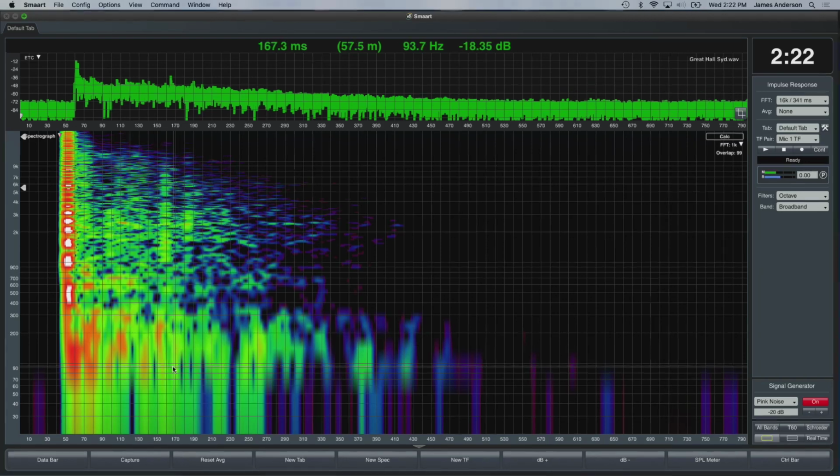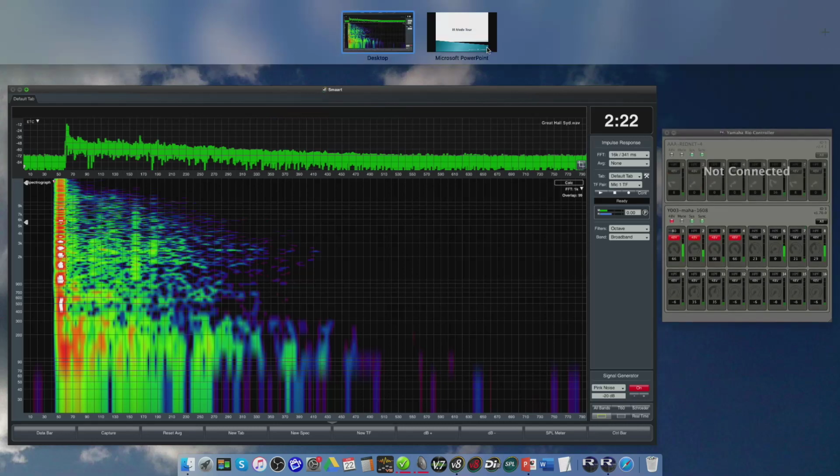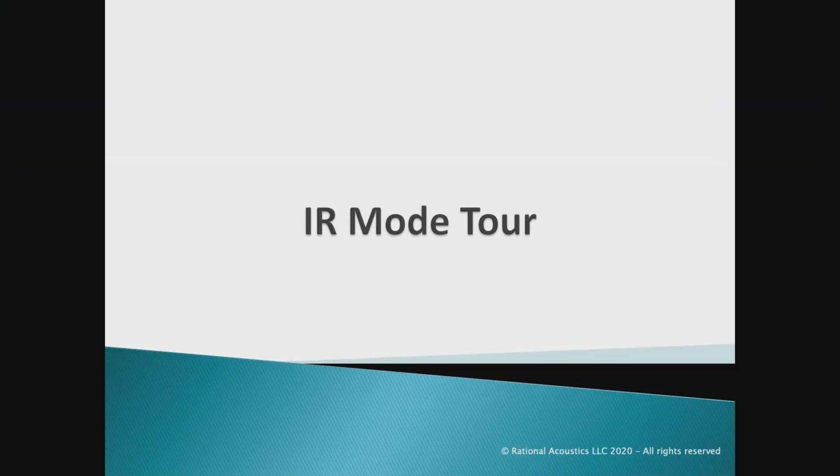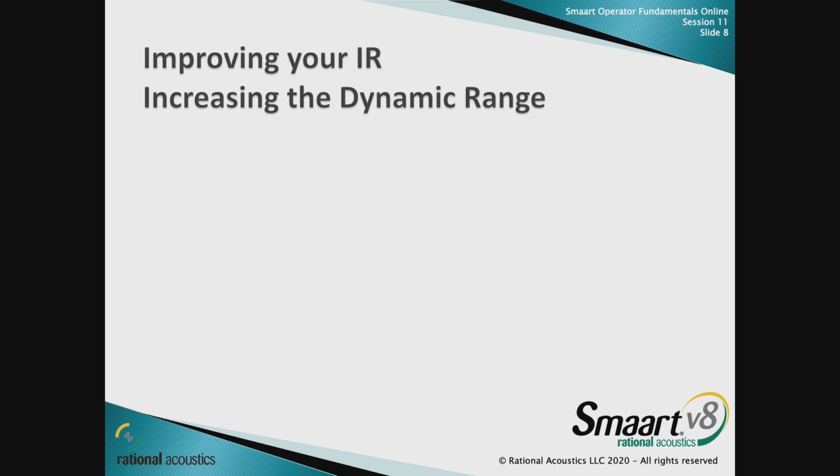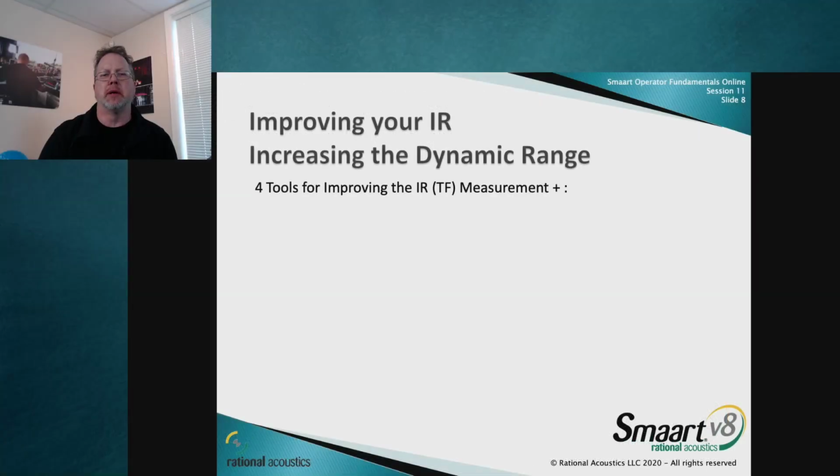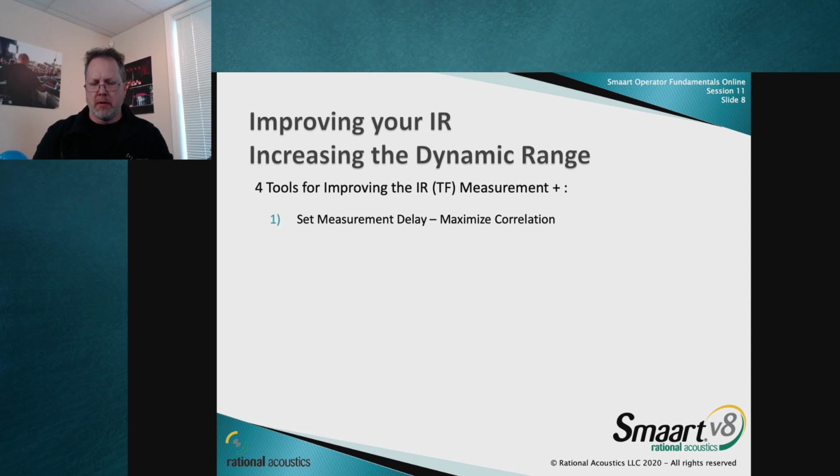But what I'm going to do here is jump back over, and I want to talk to you about making the impulse response and what really gives us a good impulse response. I'm going to give you 4 basic tools for improving our transfer function measurement, our IR measurement right here. The first, and it's the first step when we're taking a transfer function measurement, is let's set our measurement delay, right? So we want reference and measurement to be in time with each other so that we get the best correlation.